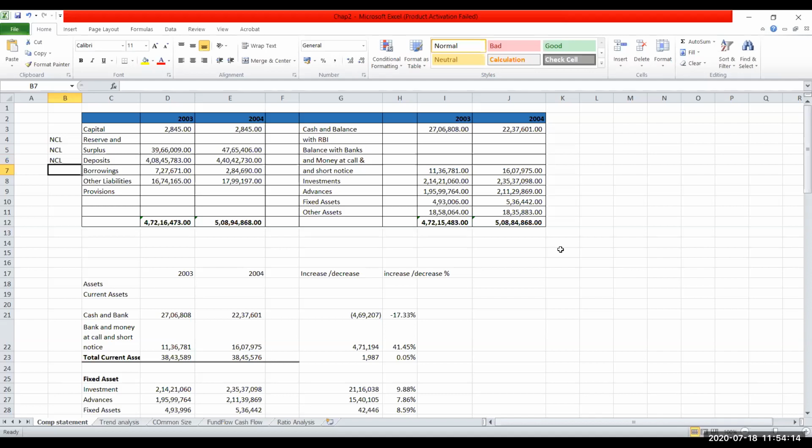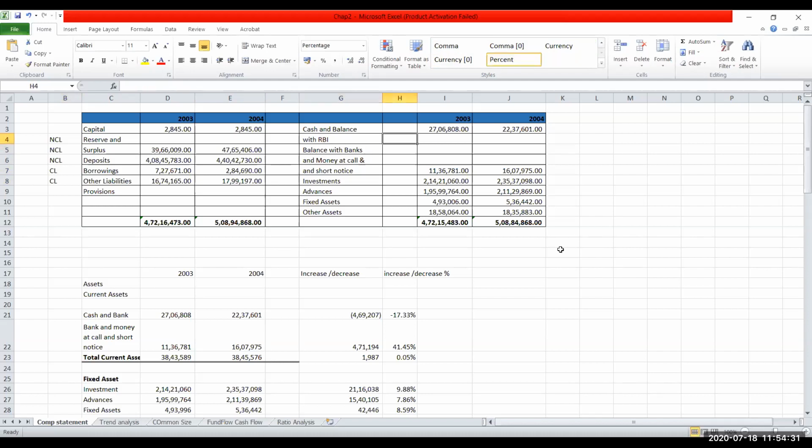So borrowings is nothing but borrowings taken by the customer. It could be short-term borrowing. Short-term borrowing could be for 1 year, 1 month, 2 months, things like that. So this will become a current liability. So other liabilities and provisions, that becomes your current liability.